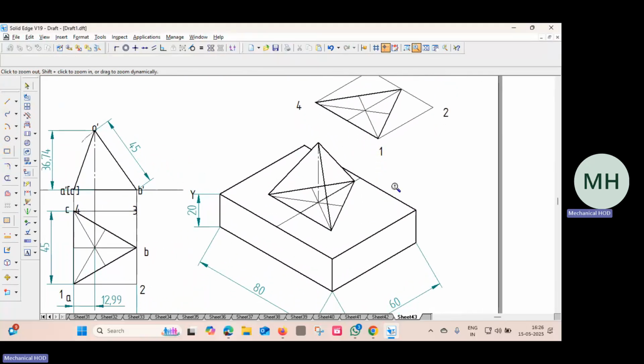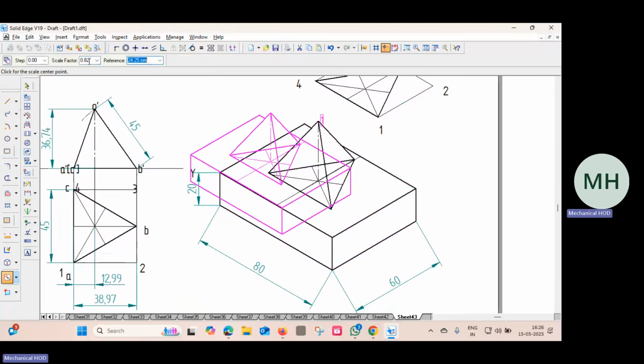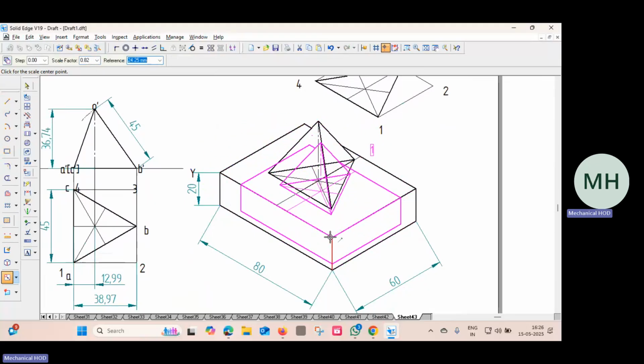This is the isometric projection of the tetrahedron resting on a rectangular prism. Now we have to reduce it to isometric scale. For that, select the entire thing. Go to scale command here. Within the move command, click here. You have the scale command. Click on the scale command and it's asking you the scale factor, in the ribbon bar, which is by default 1. You enter 0.816.